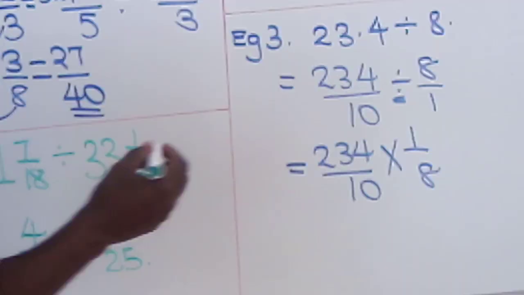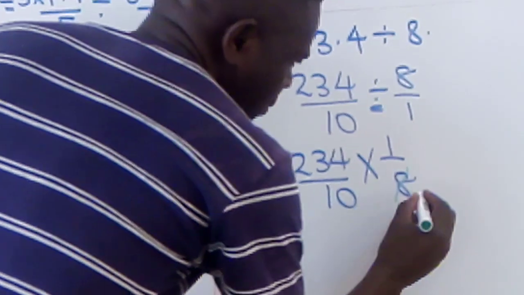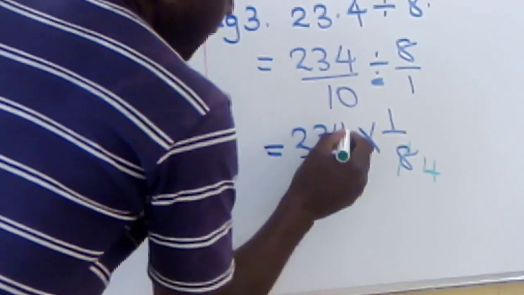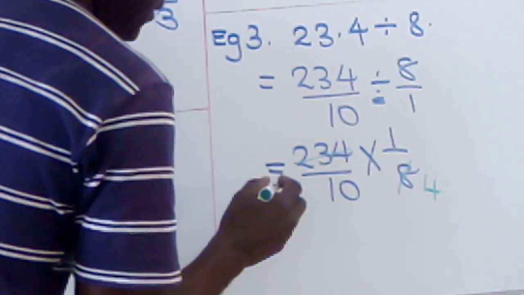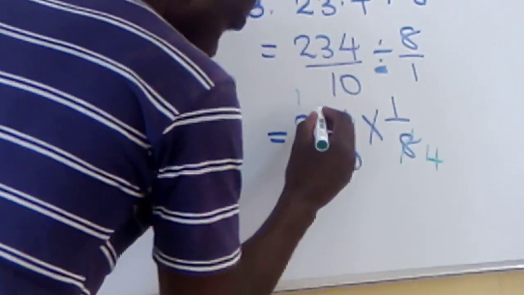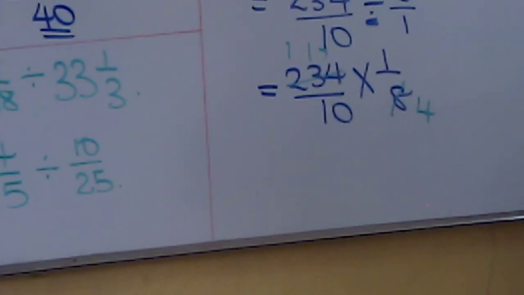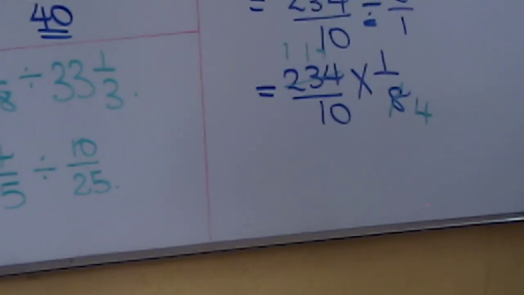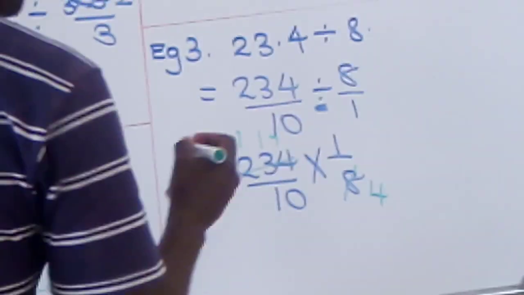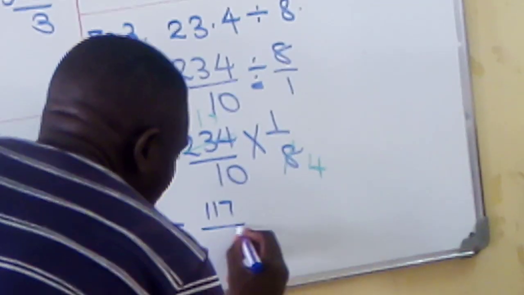Now, let's begin by 2. We start small. By 2, 8 divided by 2 is 4, and 234 divided by 2 is 117. That is the answer. Now we have 117 over 40, because 10 times 4 is 40. So here we have 117 over 40.